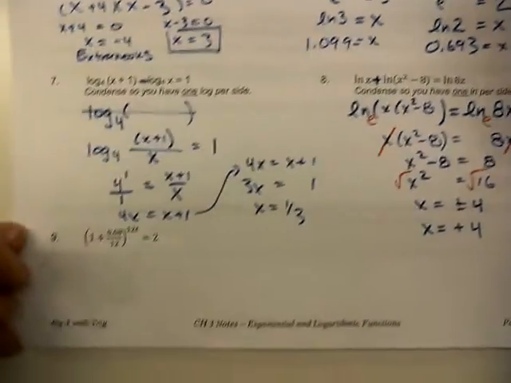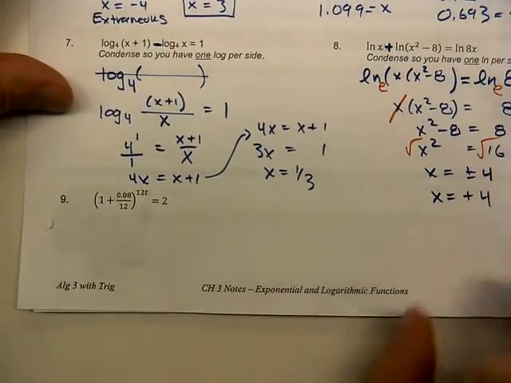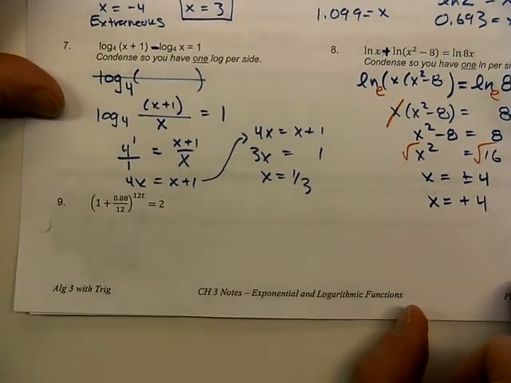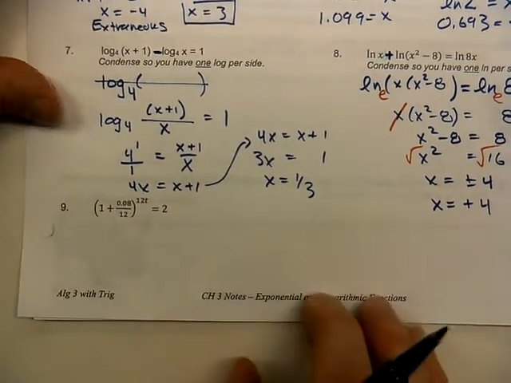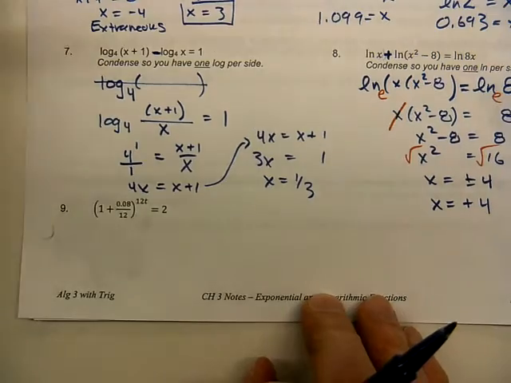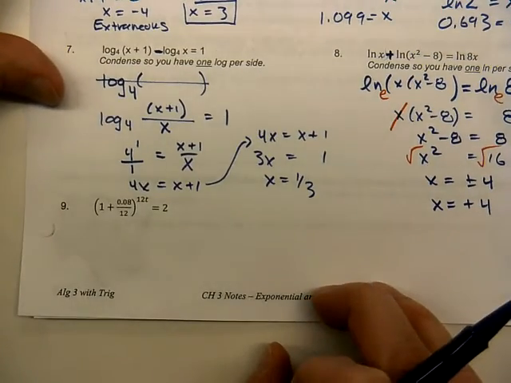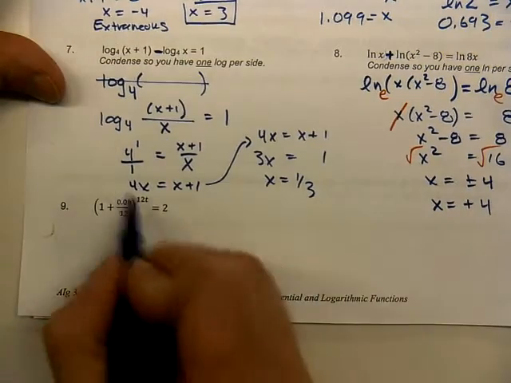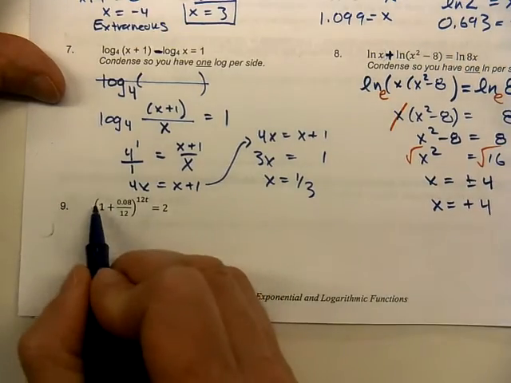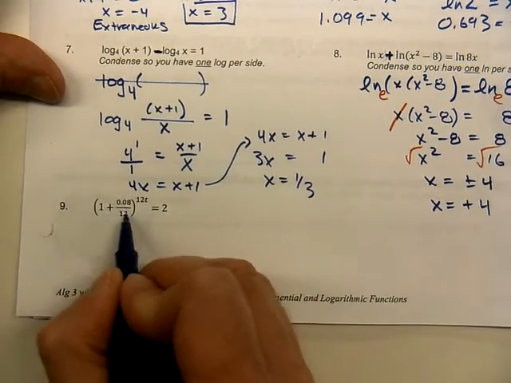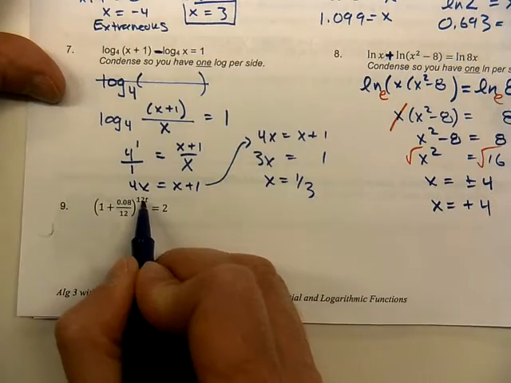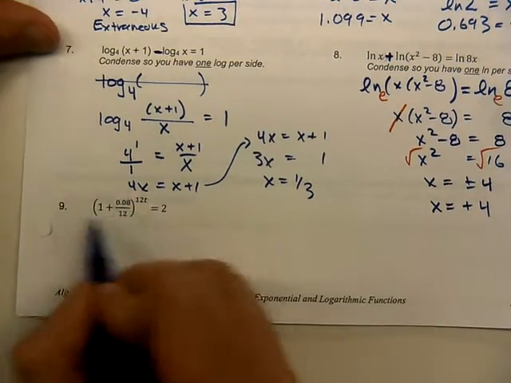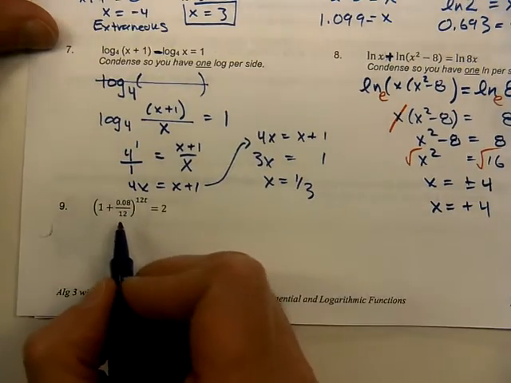Here's our last example, number 9. So again, we're showing you problems that don't look quite the same as the others, but you'll see they have a very similar technique to what we've seen either yesterday or today. So check out this problem. That's quite a base. We have 1 plus 0.08 over 12, all of that raised to the power of 12 times t. I don't know if you recognize that, but that actually comes from our financial formulas.